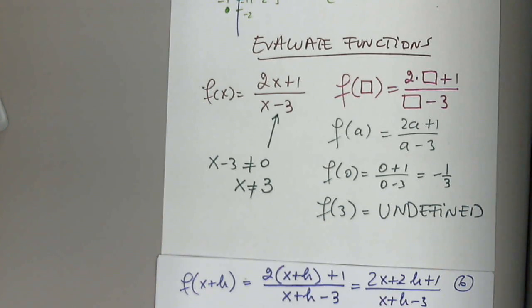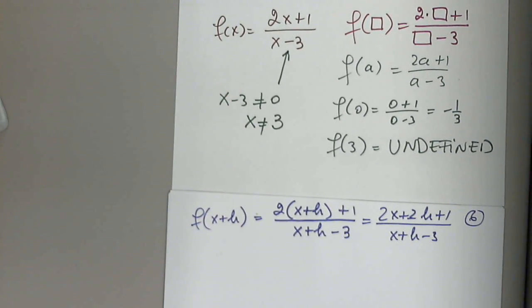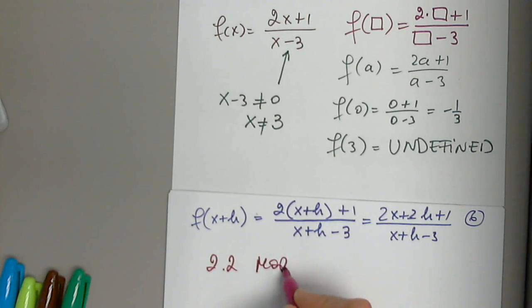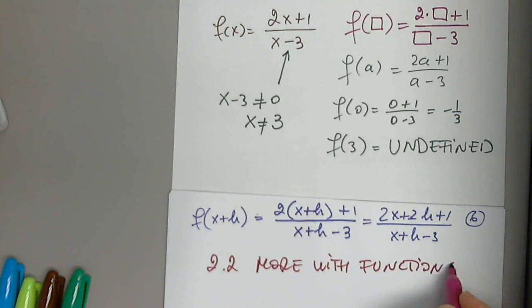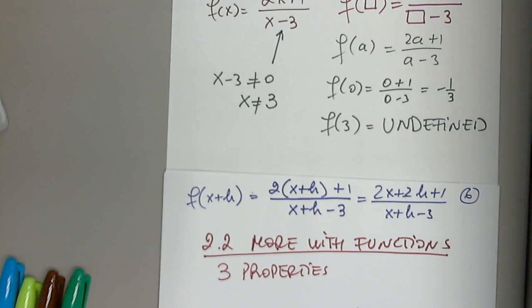In section 2.2, we will look at 3 properties of functions. Okay? Would you like to evaluate one more function, or can we move on to 2.2? Okay, very good. So 2.2. More with functions. We're going to look at 3 properties in this section.